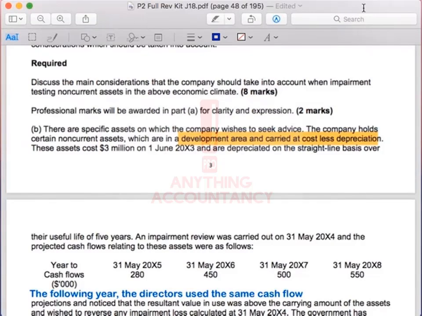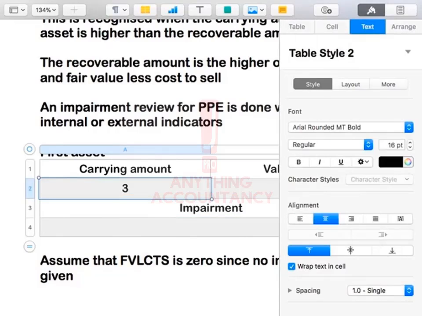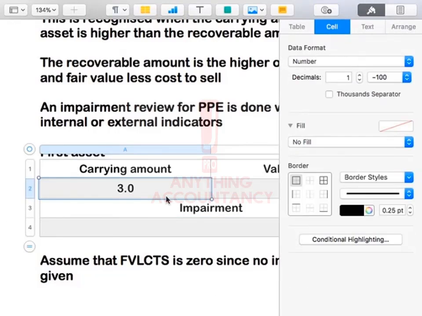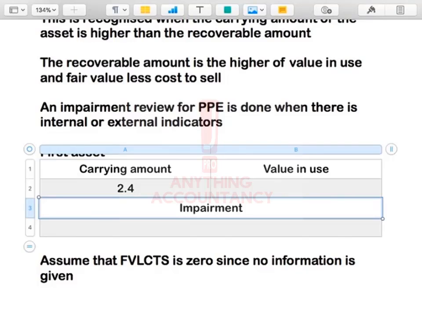3 million, 1 June 2000x3 is 31 May 2000x4. That's about 1 year, is it? Yes or not? So how much is this? This is going to be 3 divide times 4 per 5. 4 per 5, 2.4. Did you get 2.4?